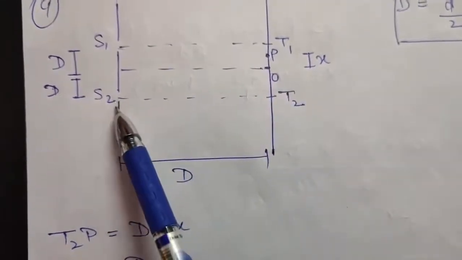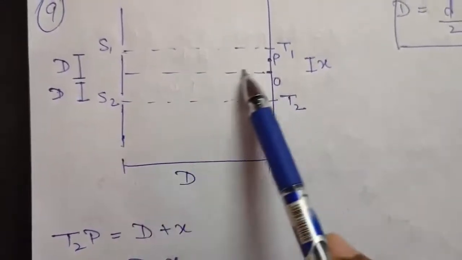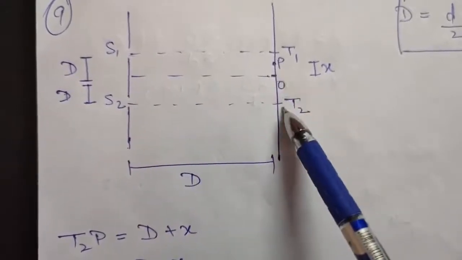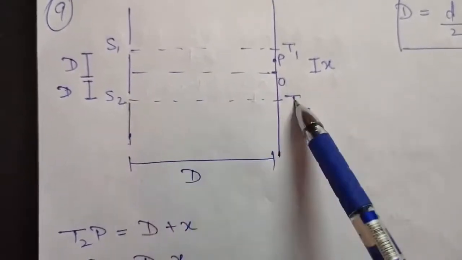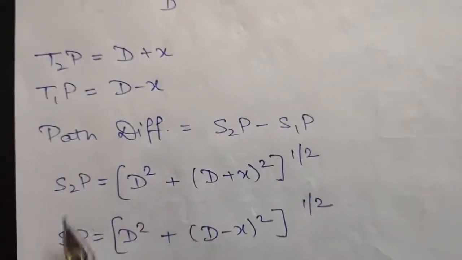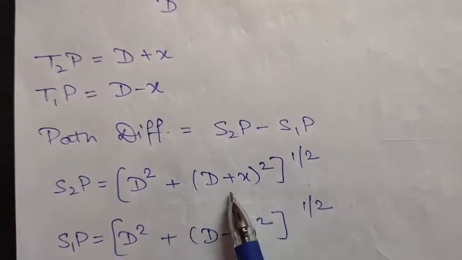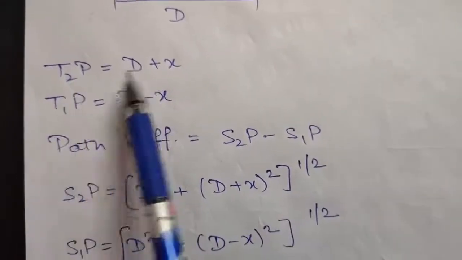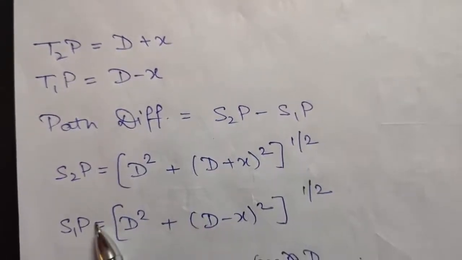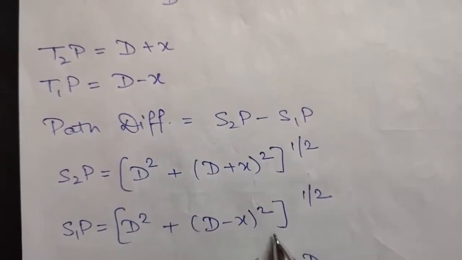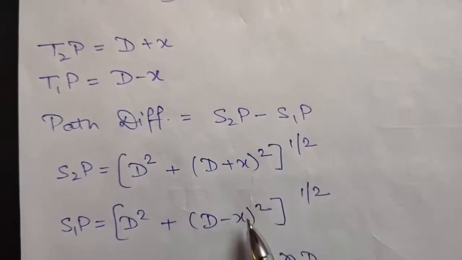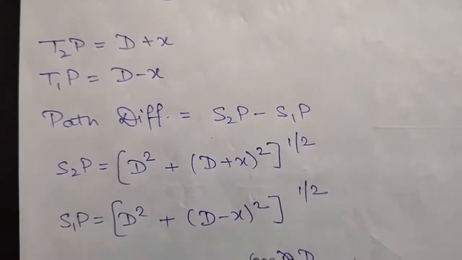Okay, so now to calculate S2P, again use Pythagoras theorem in this triangle. So S2P square will be equal to T2P square plus S2T2 square. Now you know all the values. So S2P will be D square plus D plus x whole square, because T2P is D plus x, to the power 1 by 2. Similarly, S1P will be D square plus D minus x whole square to the power 1 by 2. I am just using Pythagoras theorem to calculate S2P and S1P.